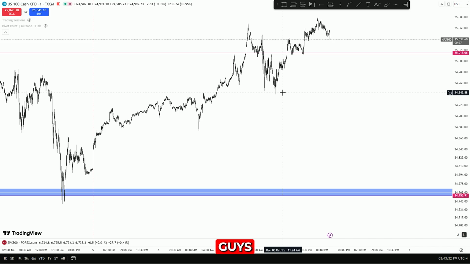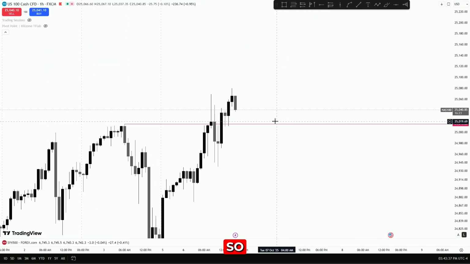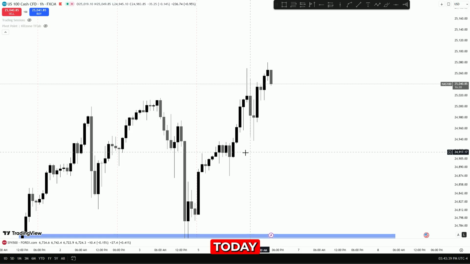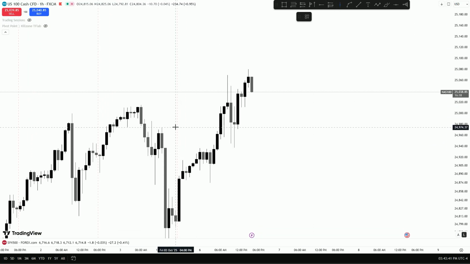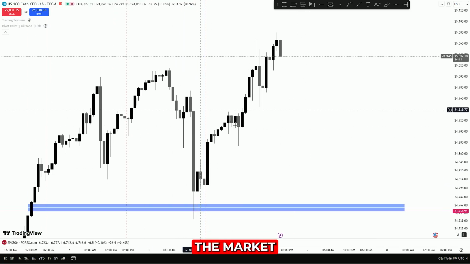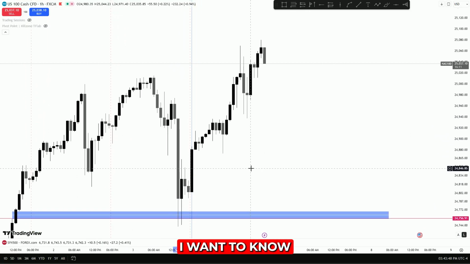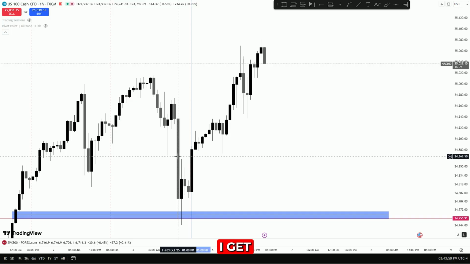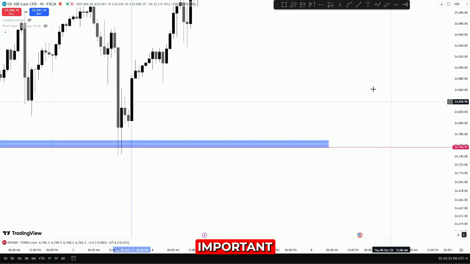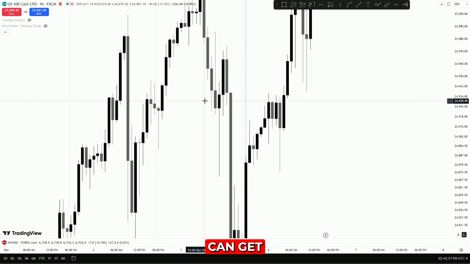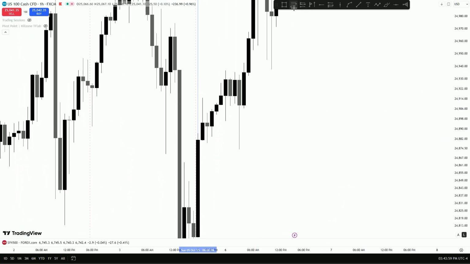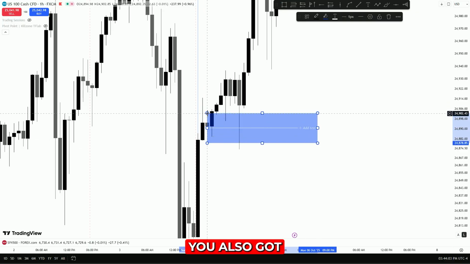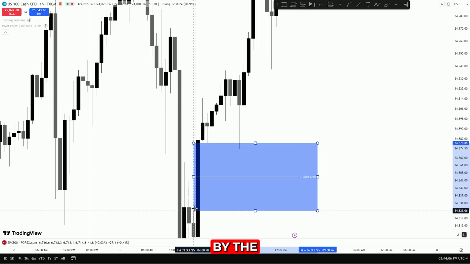I'm just going to show you guys. So today, this is the market opening. Let me clear that. Okay, so here we got the opening of the market, and now I want to know where I can get the tick trade. The most important thing for getting a good trade is this area. You got the order block. You also got the FVG over here, which is tapped by the market.